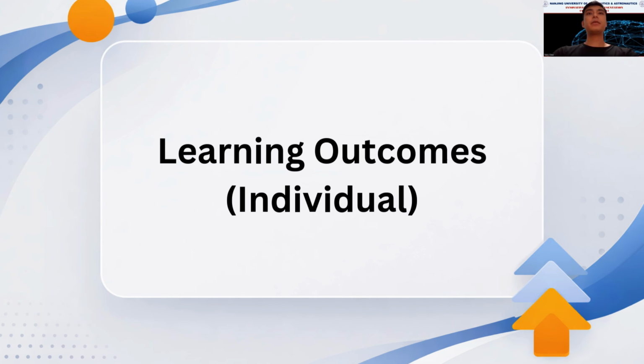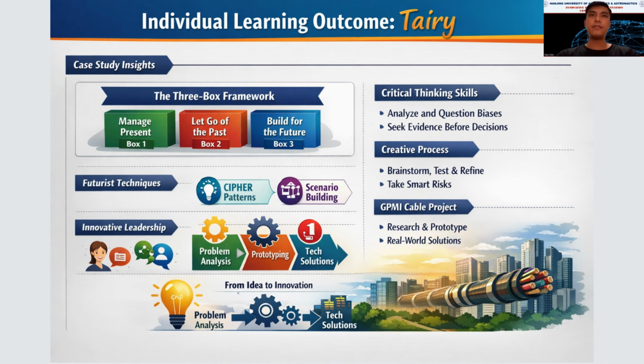Now we'll talk about our individual learning outcomes. On an individual level, my key learning outcome was integrating several powerful frameworks into a cohesive approach. I learned to apply the three-box solution for strategic management to effectively manage the present, consciously let go of outdated practices from the past, and systematically build for the future.